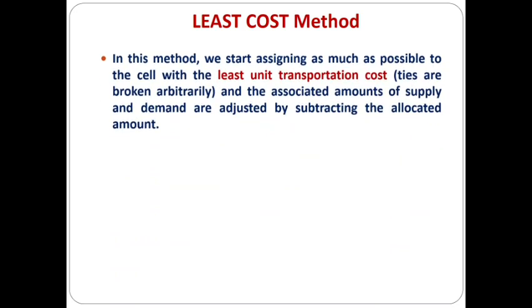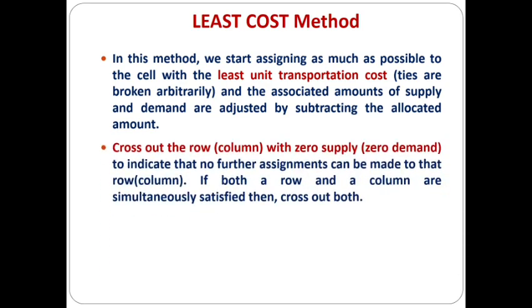Next comes the least cost method. The other name given to this least cost method is matrix minima method. Here comes the procedure. Here, instead of starting from the northwest corner cell, we have to start with the cell which is having the least unit transportation cost. And after choosing the particular cell with least unit transportation cost, we have to allocate as much as possible. And we have to repeat the procedure as in the previous one.